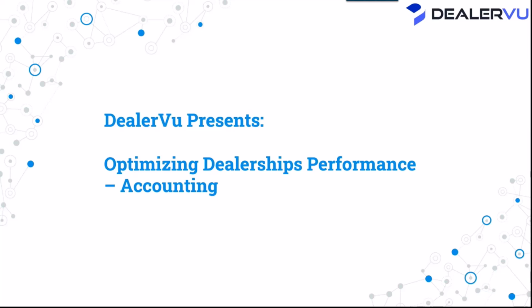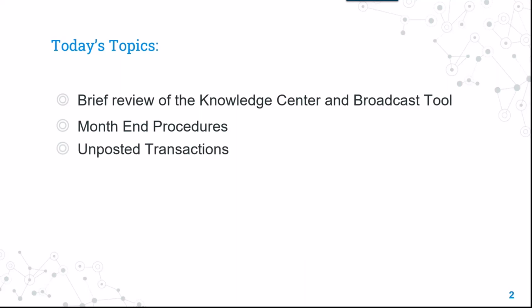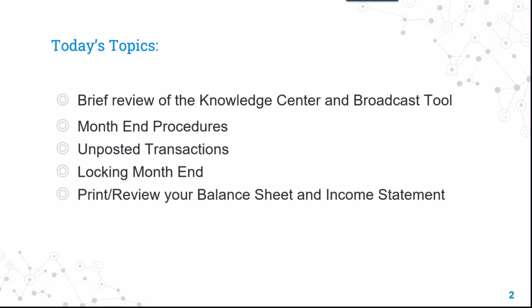throughout the webinar. Today we're going to talk about five different subjects. The first topic is we're going to again do a brief review of the Knowledge Center and broadcast tool that we have in DealerVu. In case you weren't in the other ones, this has been very effective and very helpful to our current customers, and I would like to just present the same thing to you. The next one here is the month-end procedures. We're going to talk about that. We're going to talk about also unposted transactions and how to lock your year-end, month-end, and also looking at refreshing training databases. And finally, we're going to talk about reviewing your balance sheet and income statement.